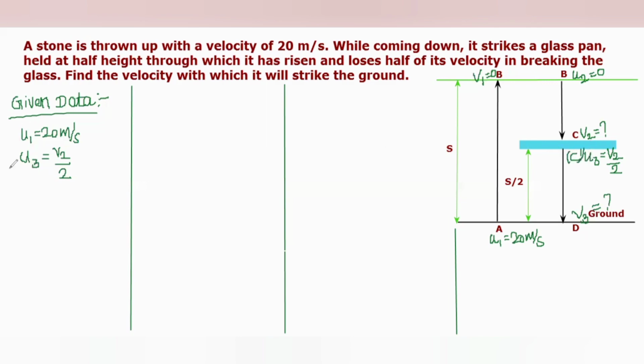Here we are going to find the final velocity with which it will strike the ground, that is V3. So I'm going to divide the entire motion into three segments. The first segment AB, it is an upward motion.